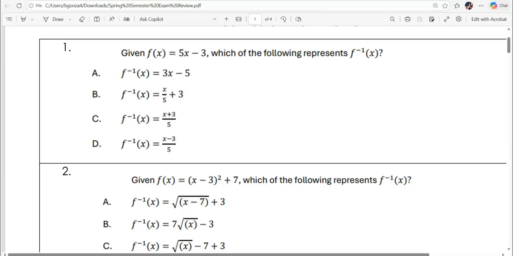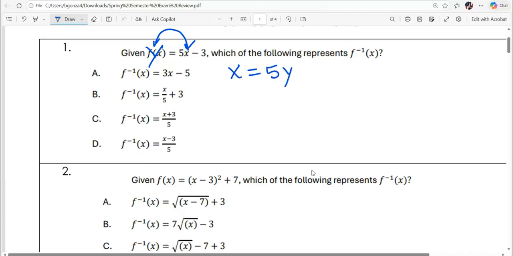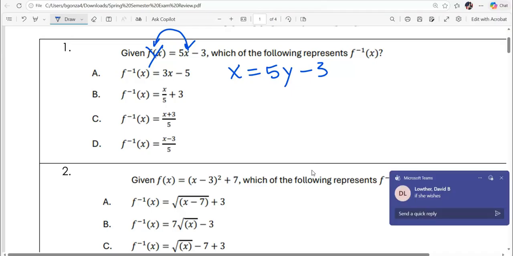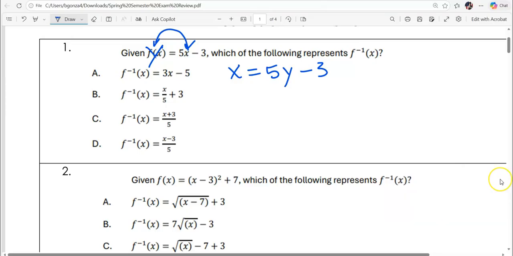Which one of these represents the inverse? Now, if you remember when we did this, there were 4 steps. First of all, f of x turns into a y. Step 2, you switch x and y, so it's going to be x equals 5y minus 3. And then step 3, you have to solve it. To get y by itself, I need to get rid of the minus 3. The opposite is plus 3.